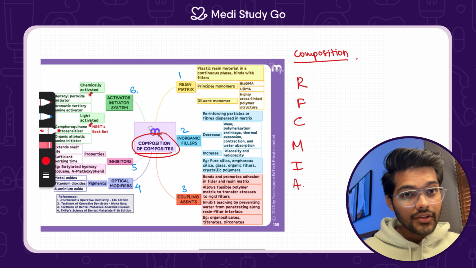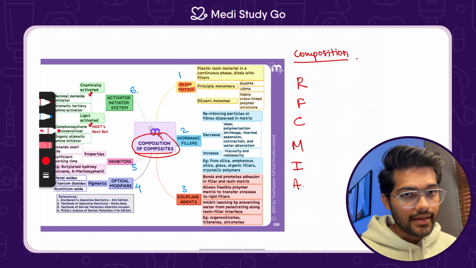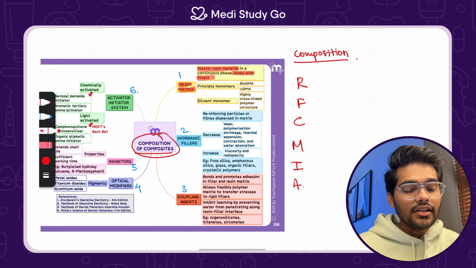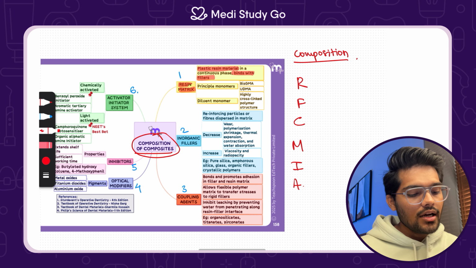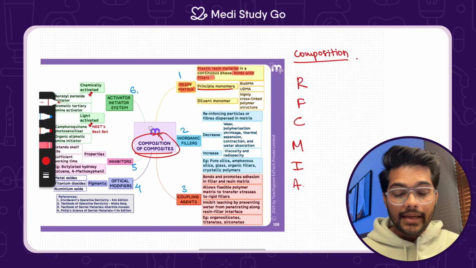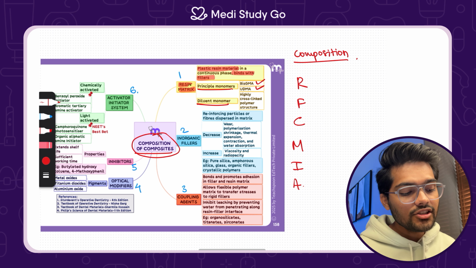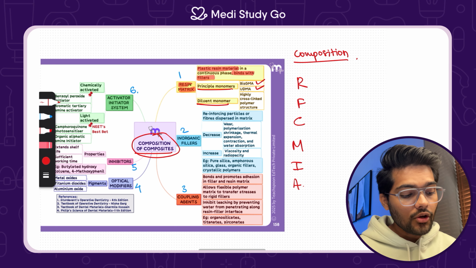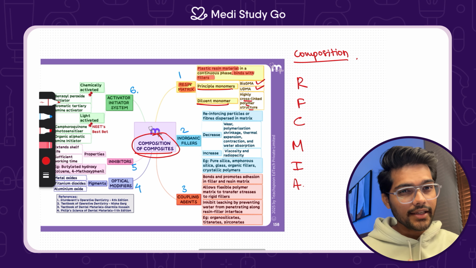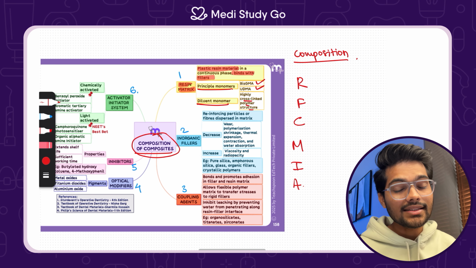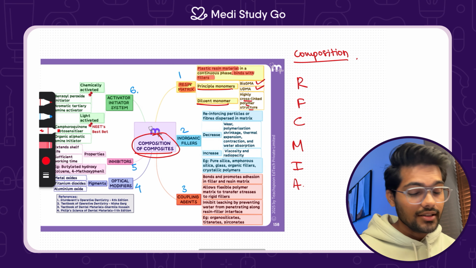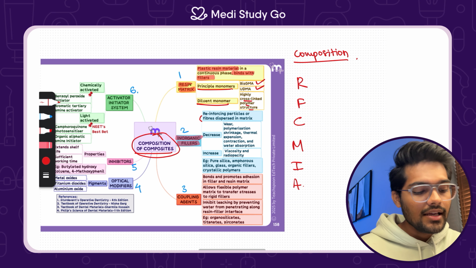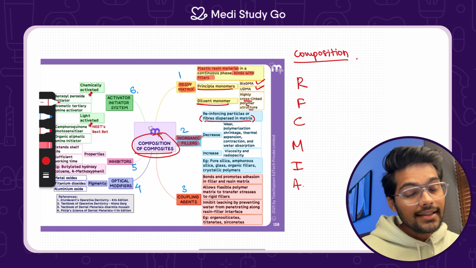So let us start with the first component, which is the resin matrix. As we already know, the plastic resin material binds with the fillers to give us the composite. Now the resin matrix includes primary monomers, which are Bis-GMA and UDMA, which we have studied previously. It also consists of diluent monomers, which give us a highly cross-linked polymer structure. The common inorganic fillers in composites are silica, glass, organic fillers or crystalline polymers.